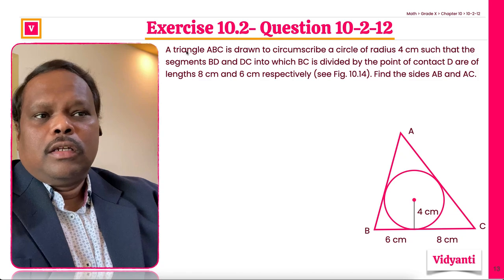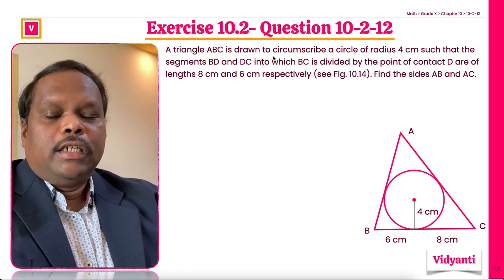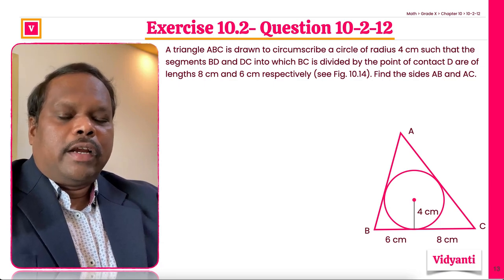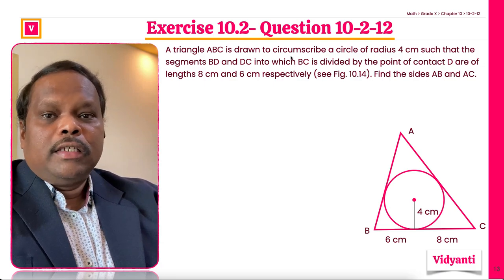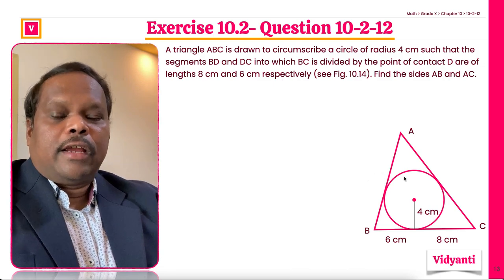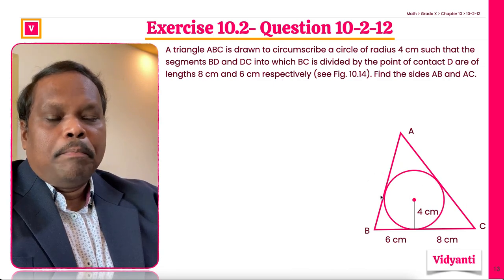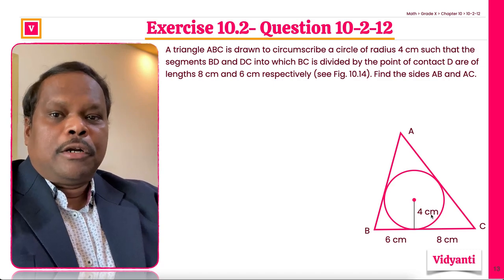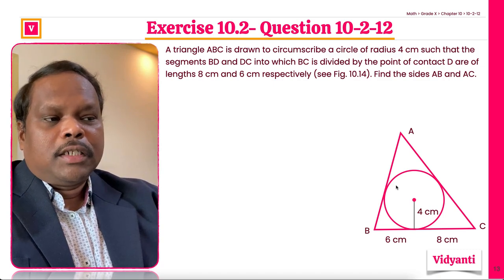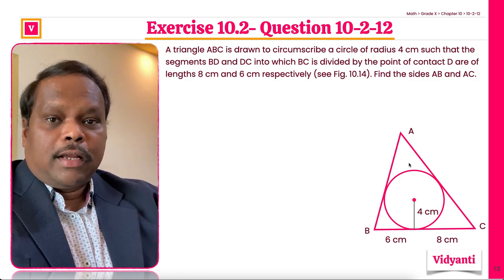First of all, the triangle is circumscribed. Circumscribe means outside and inscribe means inside. So the triangle is outside and the circle is inscribed. I will draw the circle completely fitting within the triangle, or in other words, I will draw a triangle such that it barely touches and all three sides are tangent to that circle.